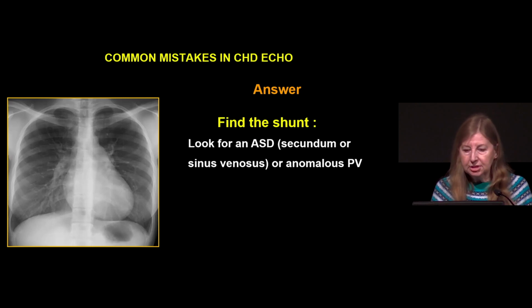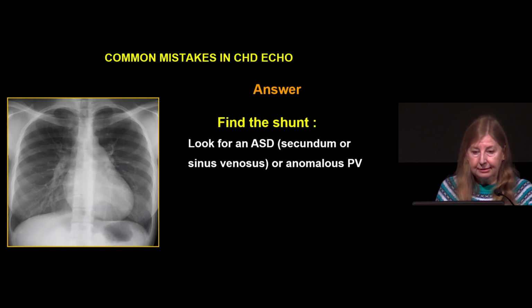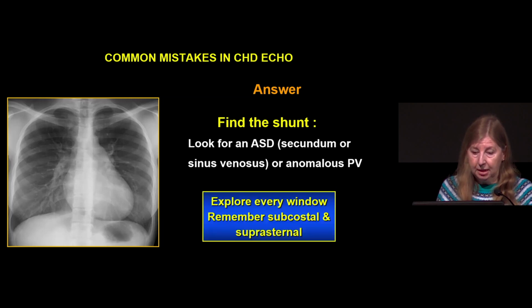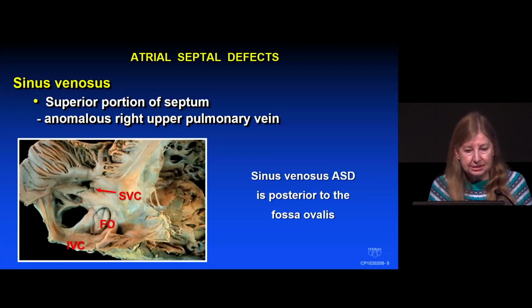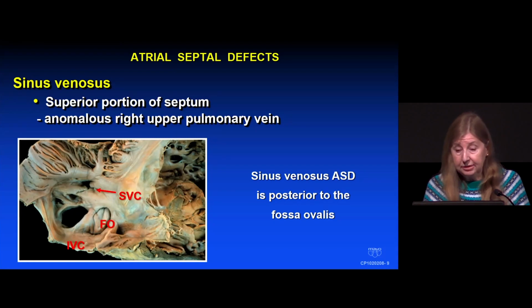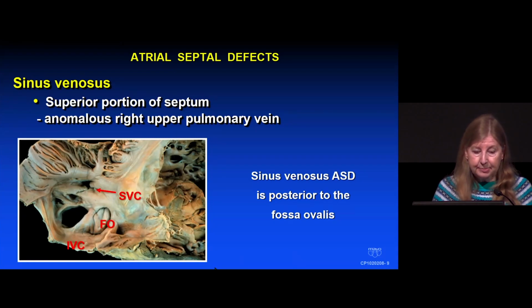If it's not a secundum, look for sinus venosus. And if you can't find an ASD anywhere, look for anomalous pulmonary venous drainage, which can happen as an isolated lesion and make for a big RV. So explore every window, and I'd encourage you to look both subcostal as well as suprasternal. And I'd remind you, for example, that the sinus venosus defect, which is much harder to find on transthoracic echo, is posterior to the fossa ovalis, as you see here. So that makes it harder to find.